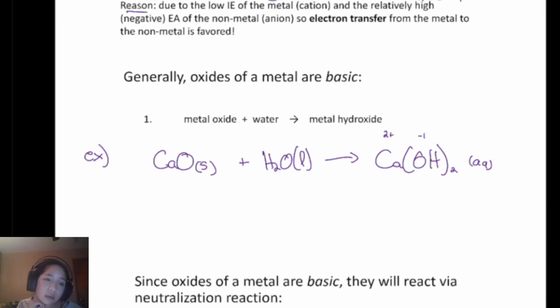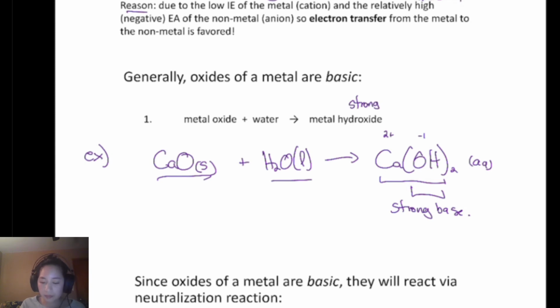So we know that calcium hydroxide is a strong base because it contains a hydroxide anion. So this is a strong base. This is what I mean when I say that a metal oxide plus water gives a metal hydroxide, a strong base. That's the reason why metal oxides are basic, because when you add them to water, it creates a strong base.